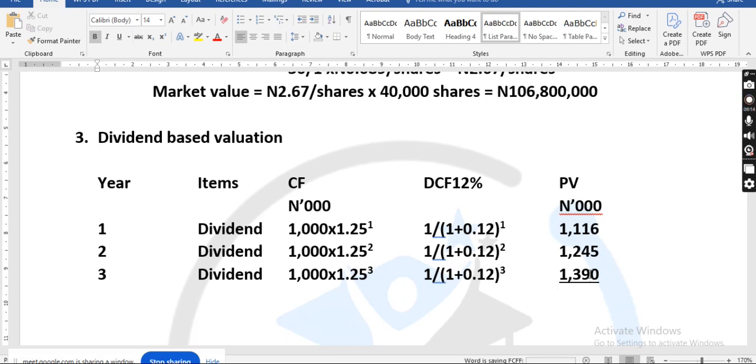Please, what is the total present value? The total present value? 3,751. No, this is from year 1 to year 3. Now, don't forget, it will increase 10% thereafter because the dividend grew in line with the revenue, right? So, infinity from year 3 to infinity.